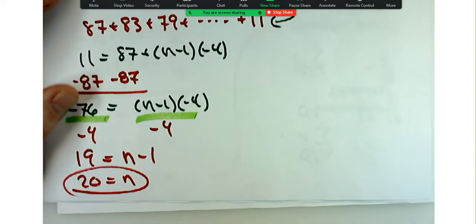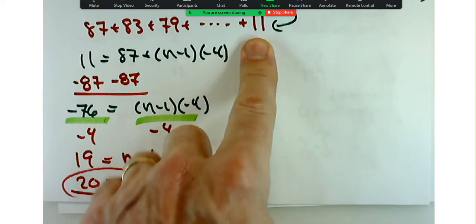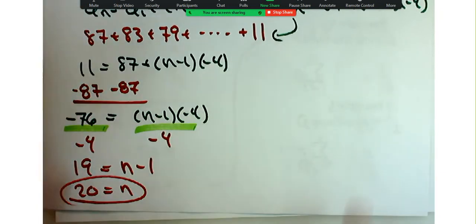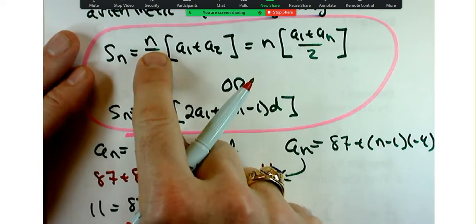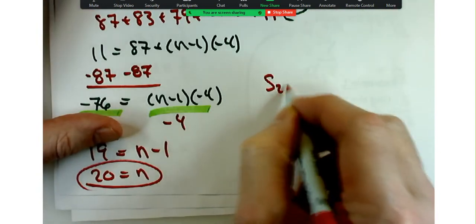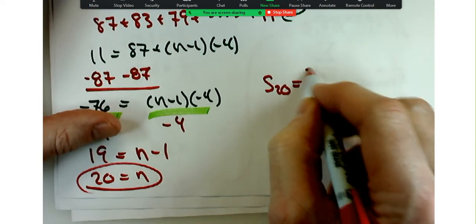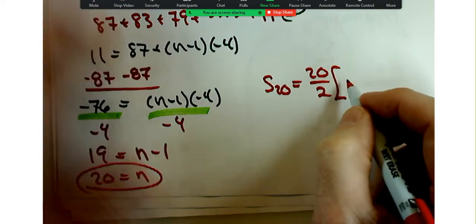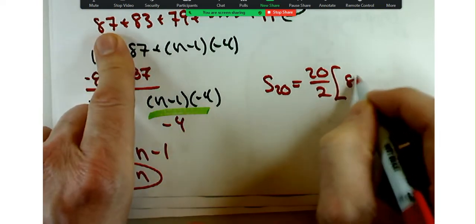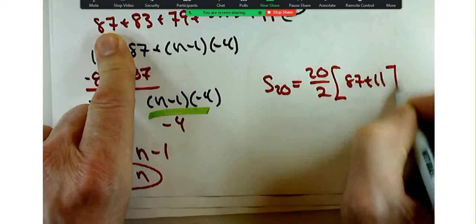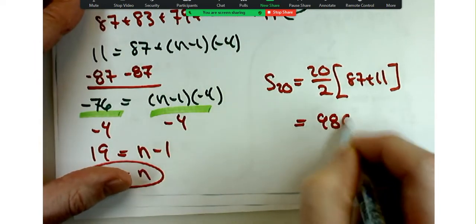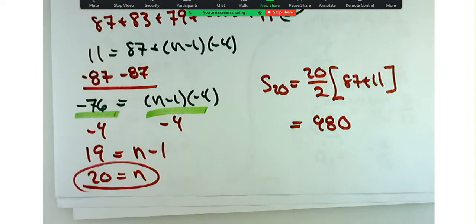Yay! So really, this is the 20th term in the sequence. So now I've got what I need. And what I needed was n. So I can plug it into this formula. The sum of the first 20 terms is going to be 20 over 2 times, where is the first term? 87 plus the last term. So that should be 980 when we do out the arithmetic.